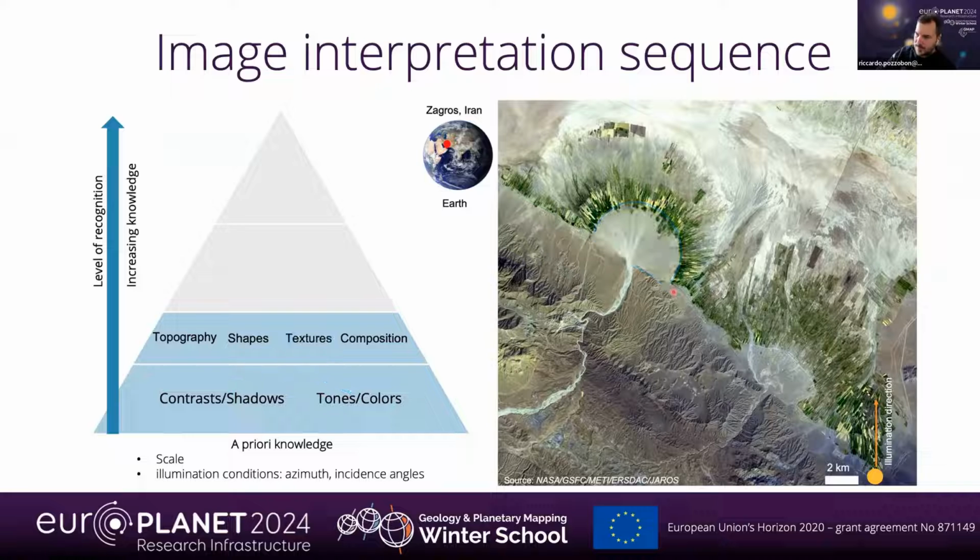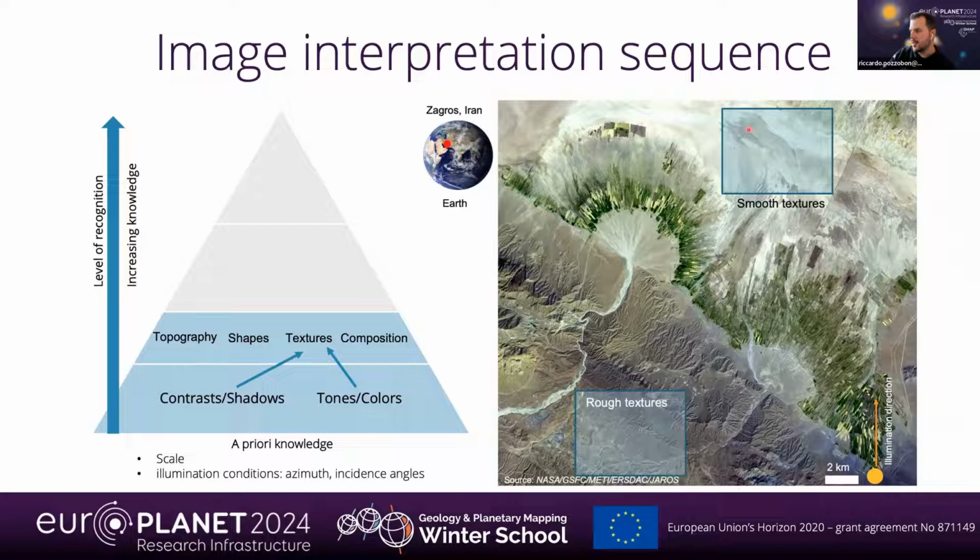Then, if we have slight and subtle tonal variation or color variation and contrast and shadows, you can have information about the textures. And textures can be smooth or can be rough, as in this case. So here we have a smooth texture, everything seems pretty homogeneous. There are different domains, but they give you just information about different composition.